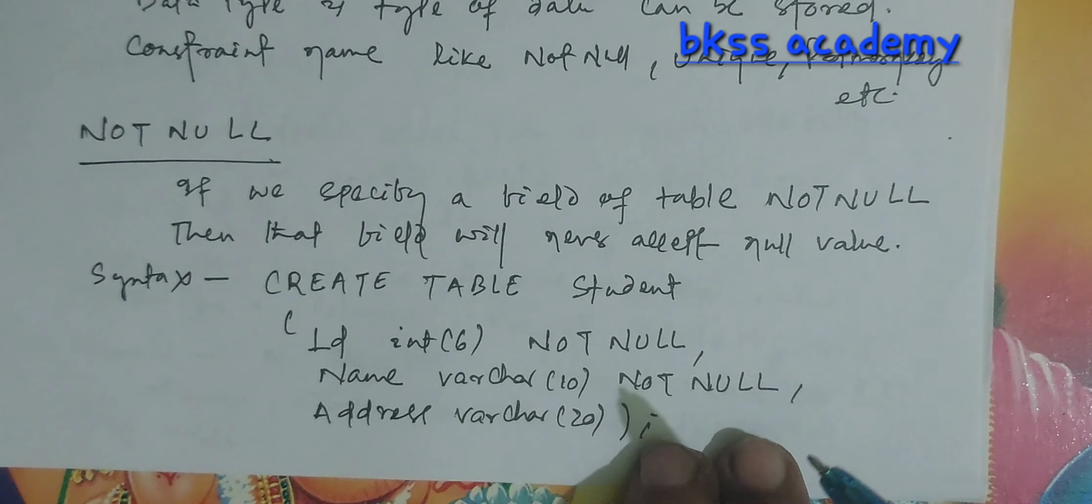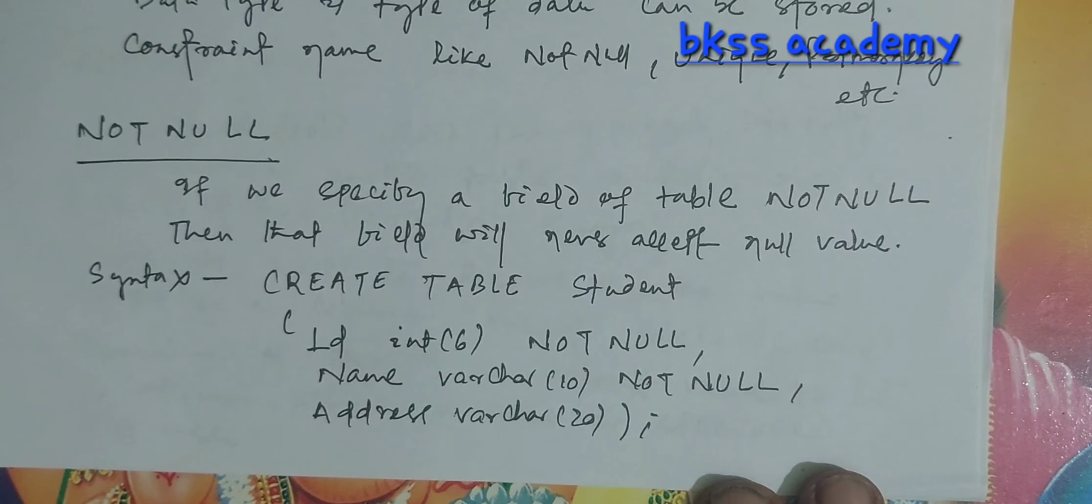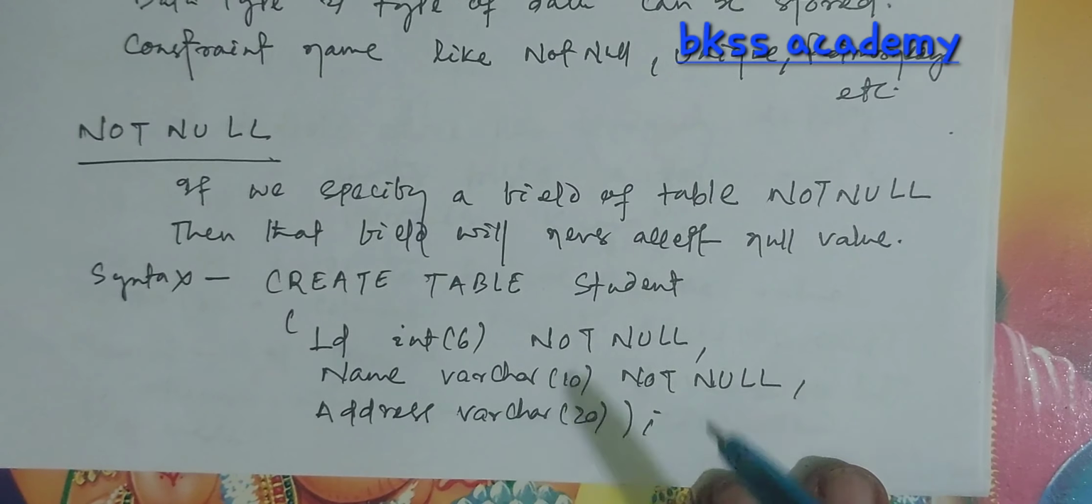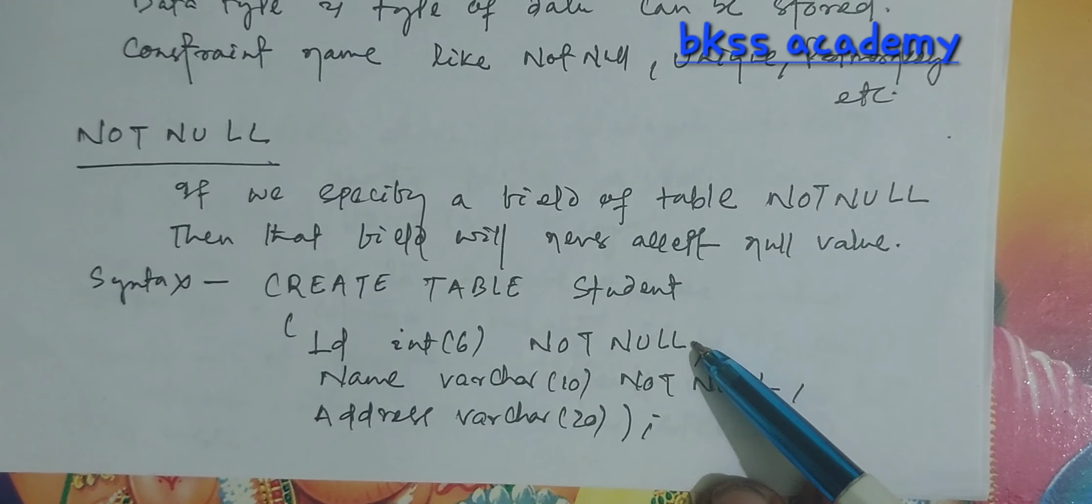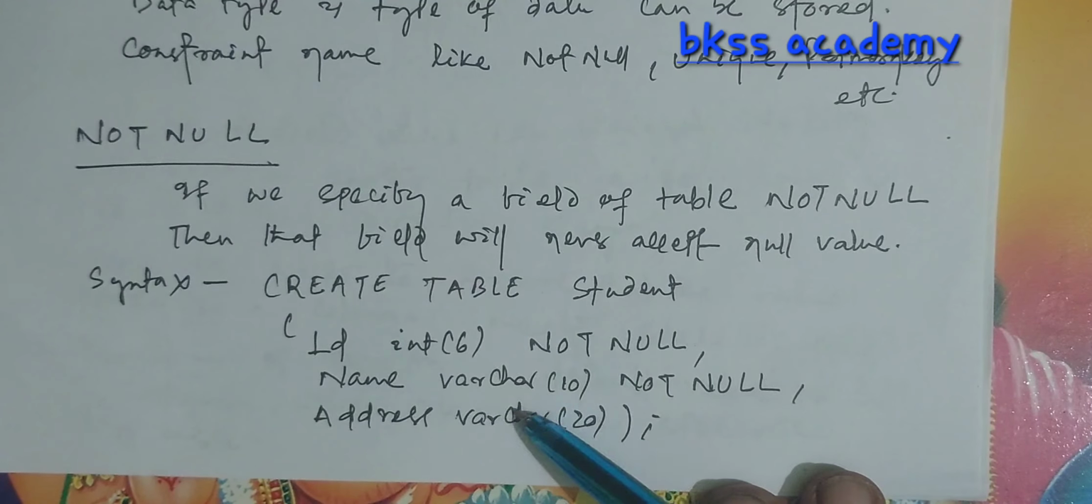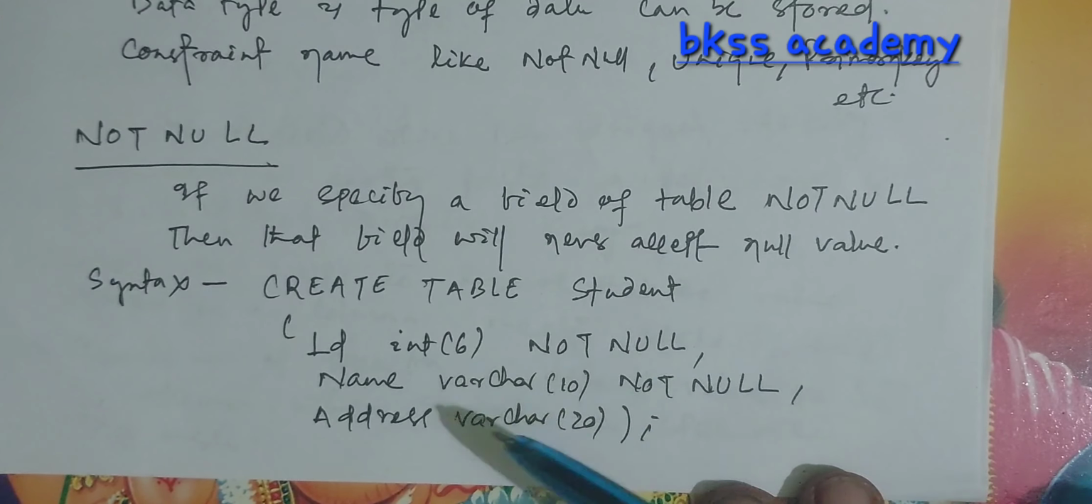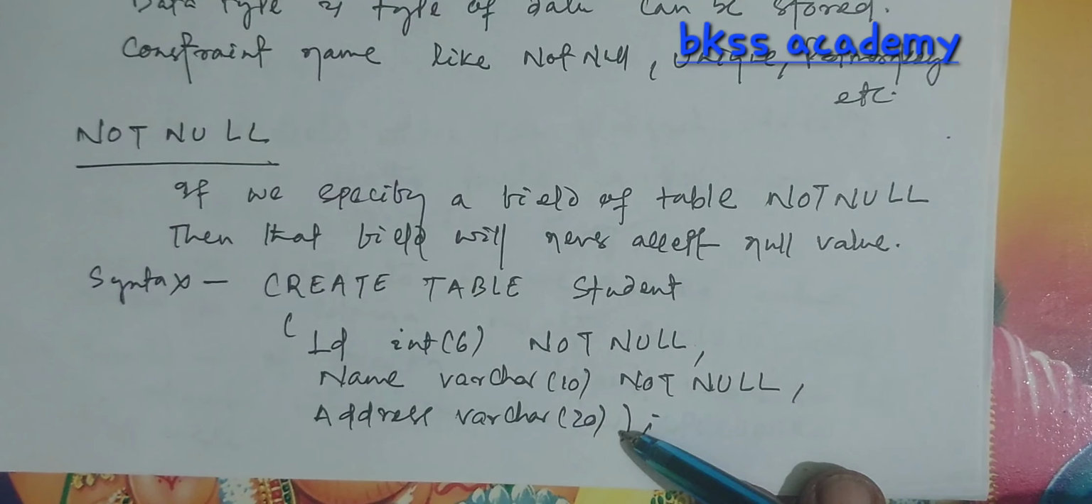Syntax is create table student, id int6 not null. That means id cannot be null, that field cannot be empty. Similarly, name char 10 not null, address varchar 20.